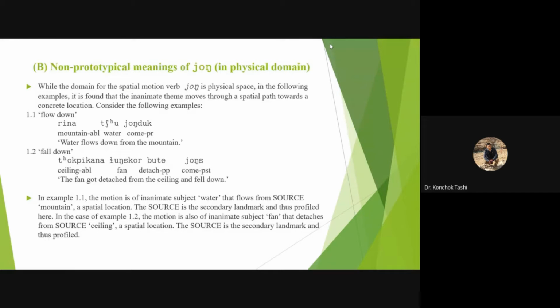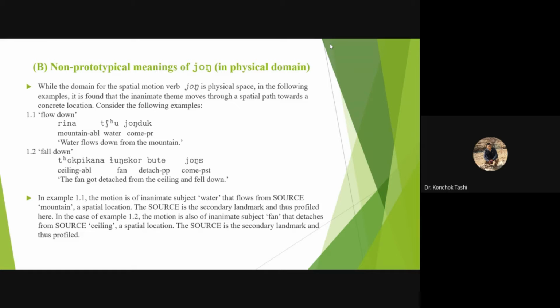Now coming to the non-prototype meaning of the verb yong. While the domain for the spatial motion verb is physical space, in the following examples it is found that the inanimate theme moves through a spatial path towards a concrete location. Now let us look at the examples. It also refers to flow down. For example, Rina Chu Yongduk. Water flows from the mountain.